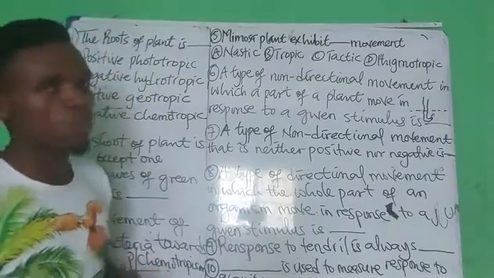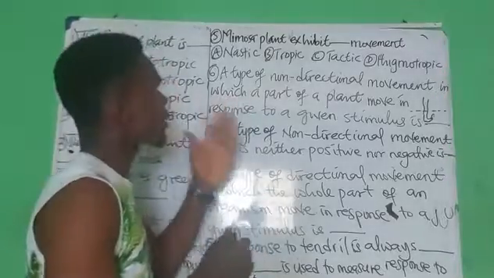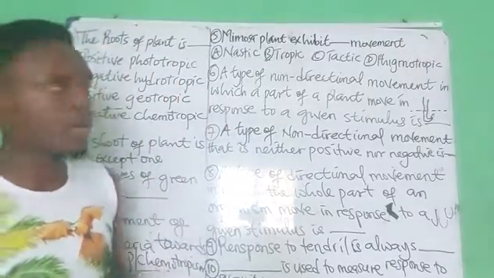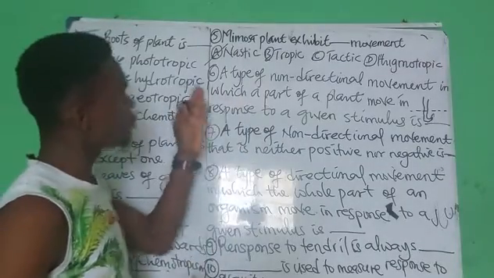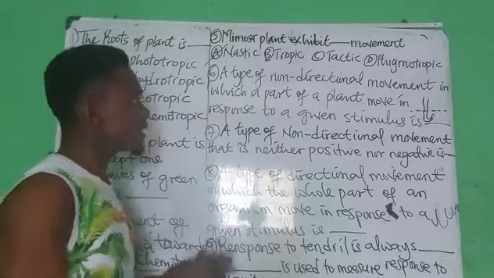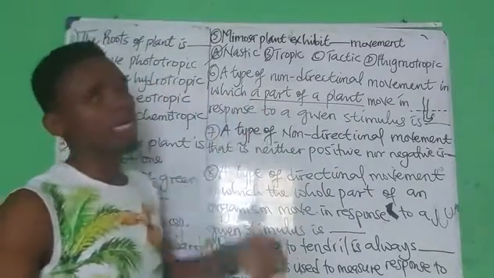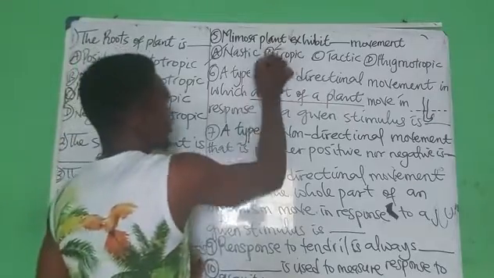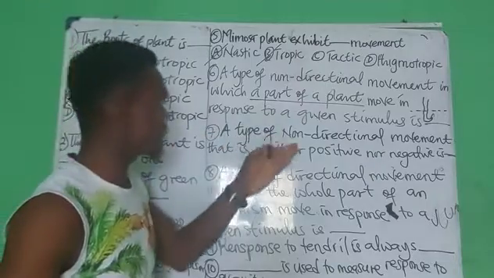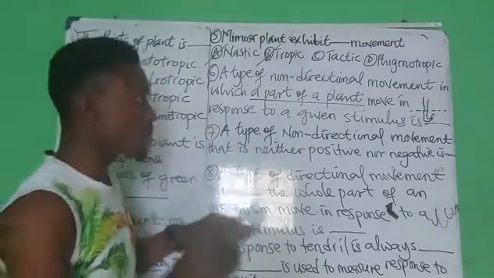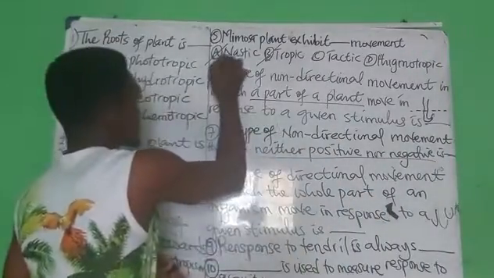Number 5: mimosa plant exhibits what type of movement? Nastic movement. I told us in our previous class that mimosa plants, otherwise called Mimosa pudica, exhibit Nastic movement. The next one: a type of non-directional movement in which a part of a plant, whenever you see this phrase, a part of a plant, take your mind to tropic movement. A type of non-directional movement that is neither positive nor negative: whenever you see this, take your mind towards Nastic movement.